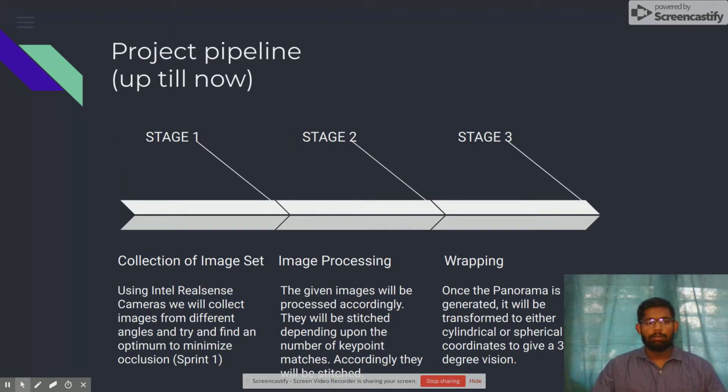The project pipeline is as follows. Till stage 1, we will collect the given set of images shot using the Intel RealSense cameras. Till stage 2, we process these images. The given images will be stitched depending upon the number of key point matches. And once this is done, we'll proceed to stage 3, which is wrapping. Once the panorama is generated, it will be transformed into either cylindrical or spherical coordinates to give a 360-degree vision.